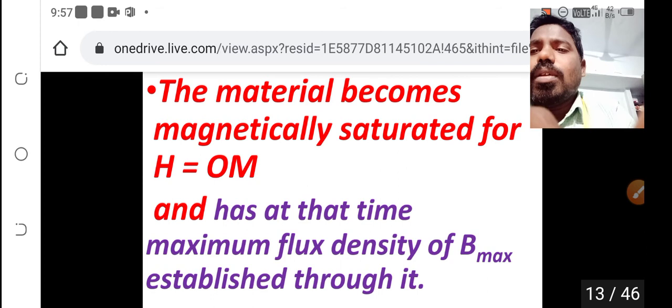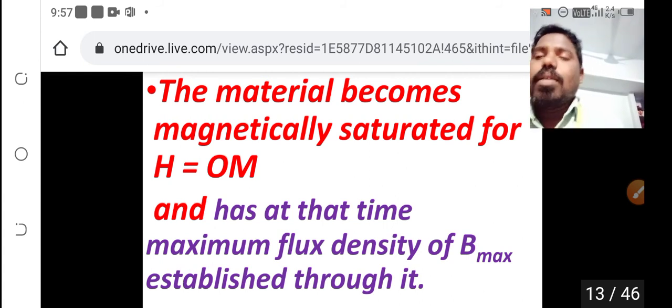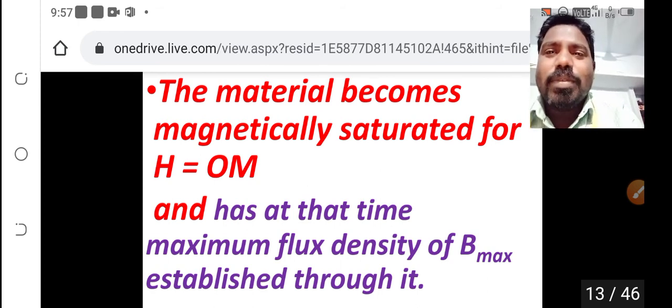and at that time the maximum flux density, B maximum, is established. So at the saturation level, when H is saturated in the OM curve direction, B also has its maximum flux density. Here at the saturation level, B has the maximum saturation value.